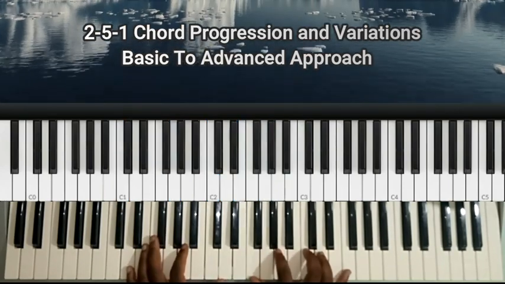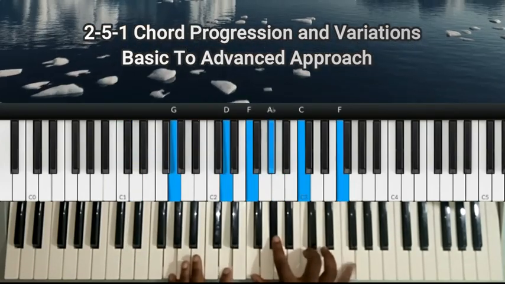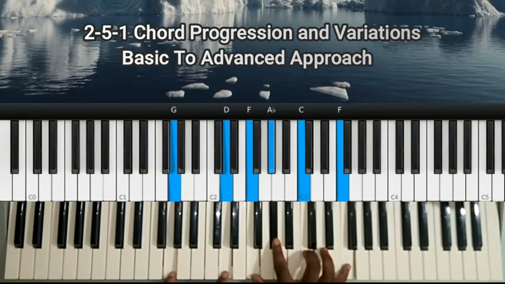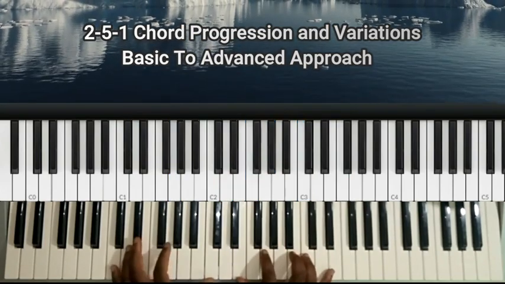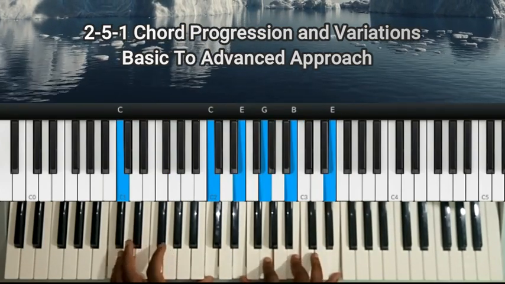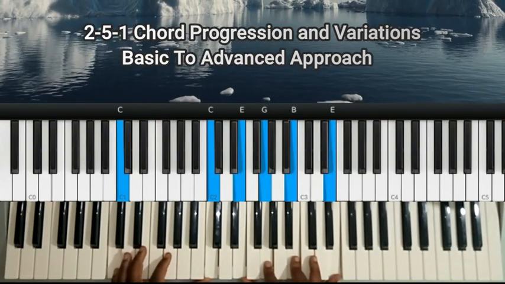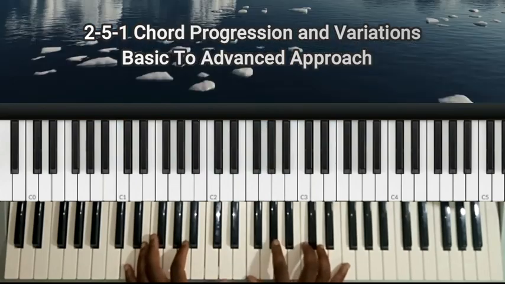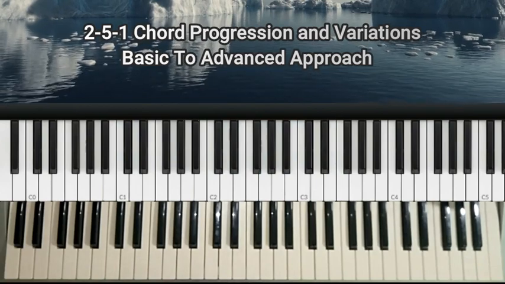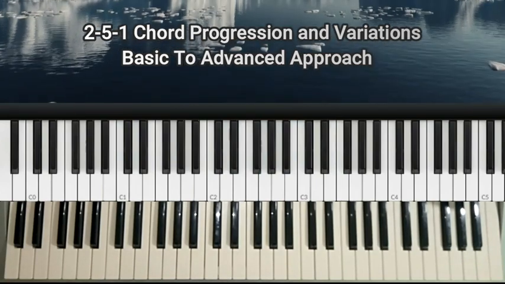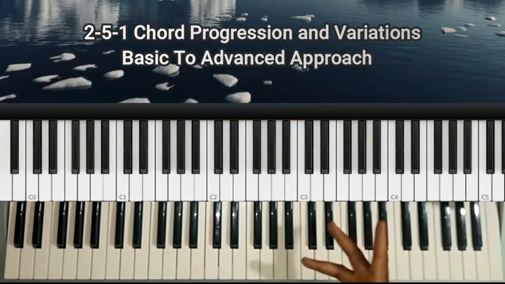So we have 2, D minor 7th. We have our 5 as G7 flat 9 sus 4. And then back to 1, which is the C major 7th. Again, this is another variation of the 2-5-1 chord progression on the key of C major.